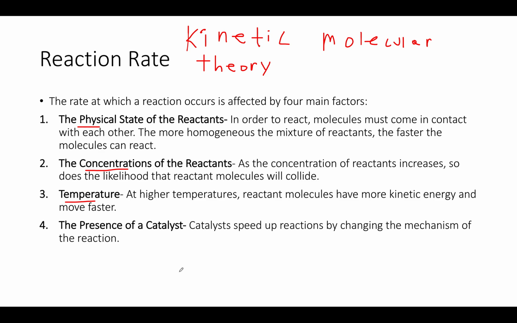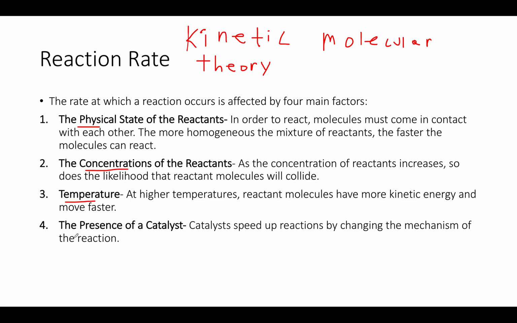Now, all of these can have an inverse effect. If you were to make the physical state of reactants more heterogeneous, more different in chemical composition, the reaction will slow down. If you decrease the concentration of the reactants, the reaction will occur slower. And if you decrease the temperature of the reaction chamber, you're going to decrease the rate that the reaction occurs. So they all are related proportionally.